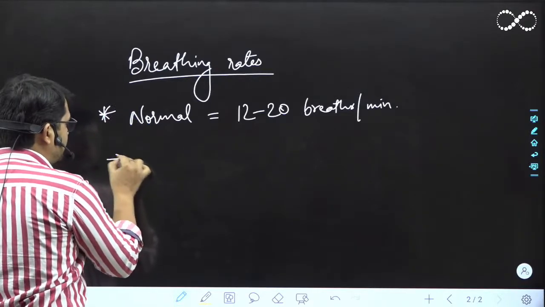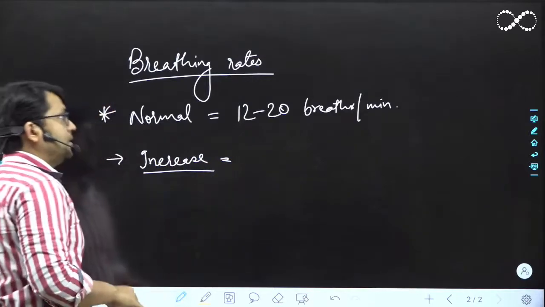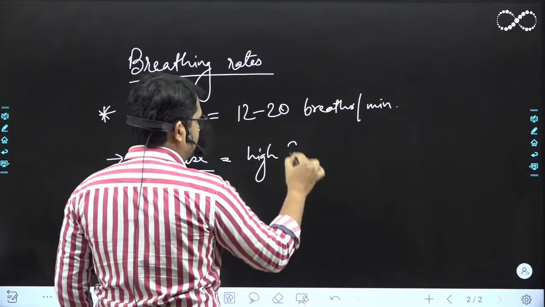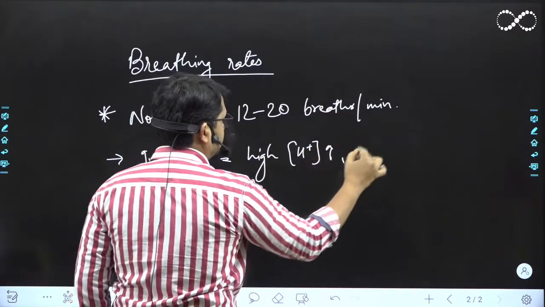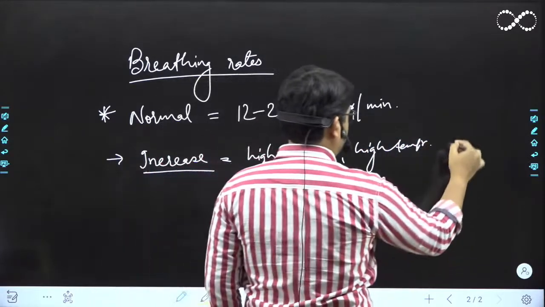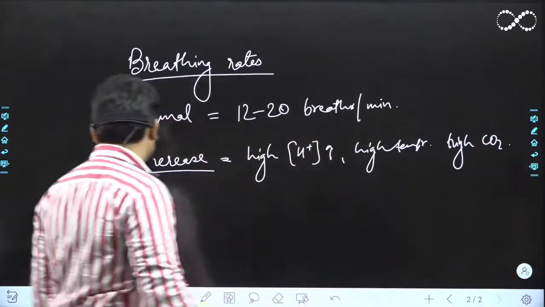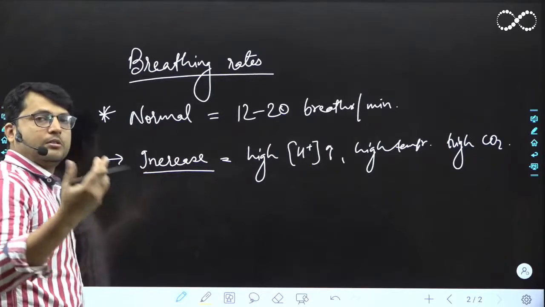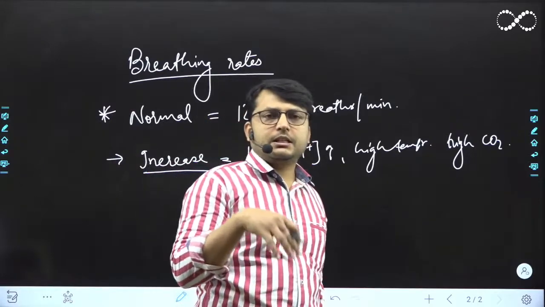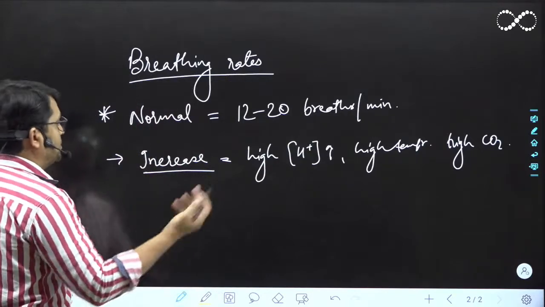It can increase. The increase in the breathing rate is caused because of the high H plus concentration, high temperature, or high CO2. Okay? Decrease usually because of the low metabolism. When you are sleeping, when you are resting, then you are breathing slowly, what? The breathing rate decreases. Now the question is, who controls the breathing rate?